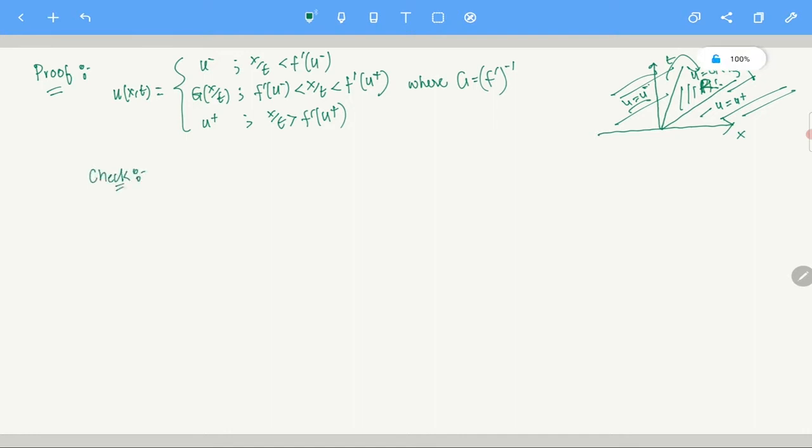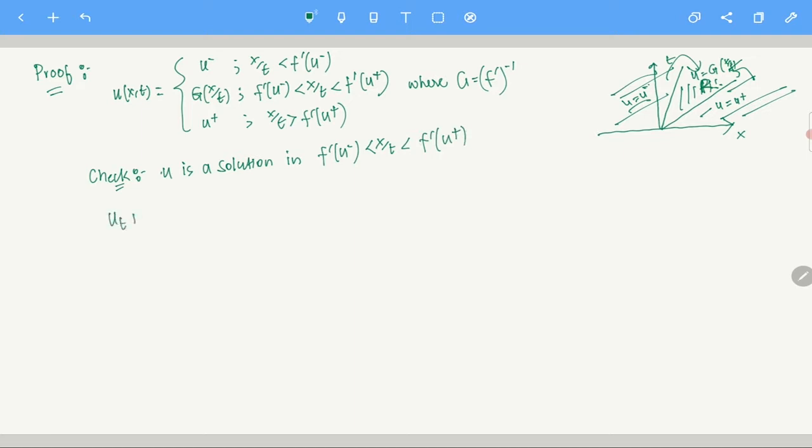I hope this is fine. u is a solution in this place, f prime of u minus less than x by t less than f prime of u plus, because the other two parts are classical. Now let's just do that.